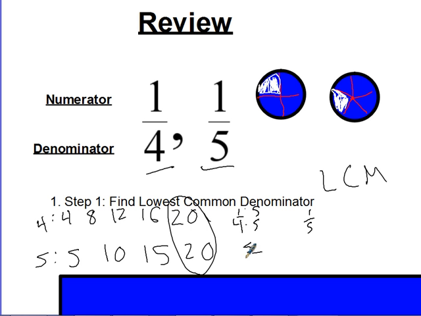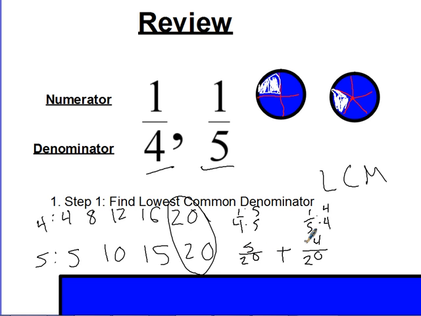1 times 5 will give me 5. 4 times 5 will give me 20. Now with 5s, the multiple that would give me 20 was 1, 2, 3, 4. So 5 times 4 will give me 20. Remember, I'm doing this so I get the same denominator. Now from there, I can find out how many slices.